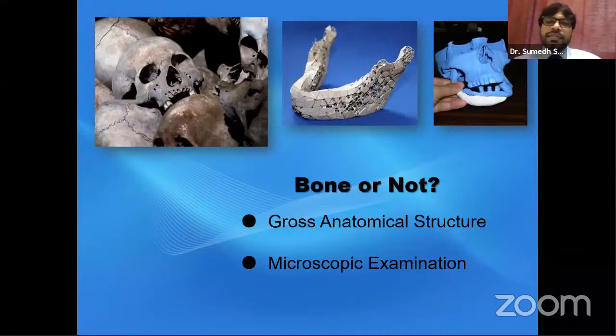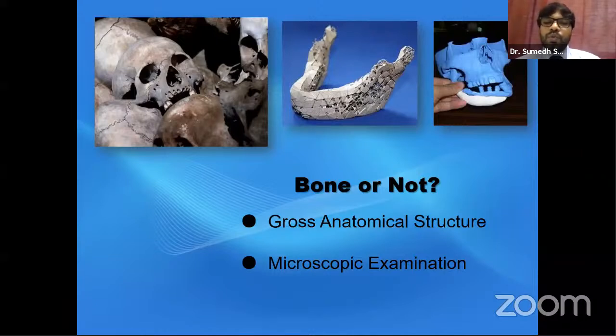Means there are certain attachments, certain contours, certain depressions, certain ridges, certain tubercles, trochanters. These are the things where you will get the attachment of muscles. So the gross anatomical structures play a much more significant role in the identification of the original bones.